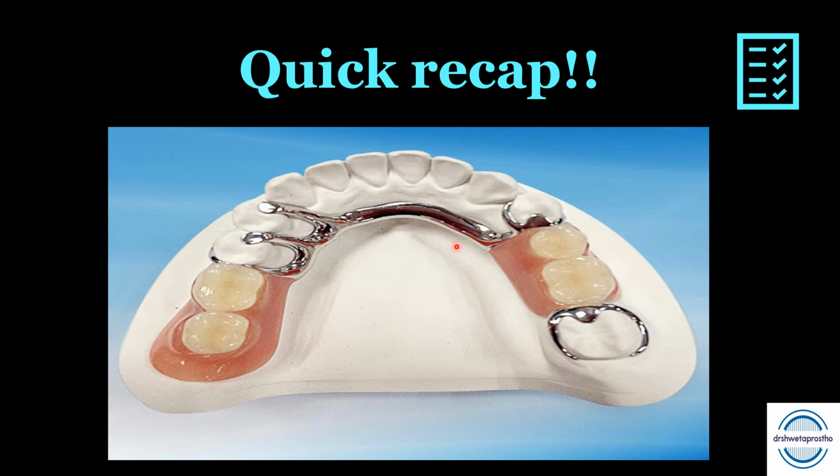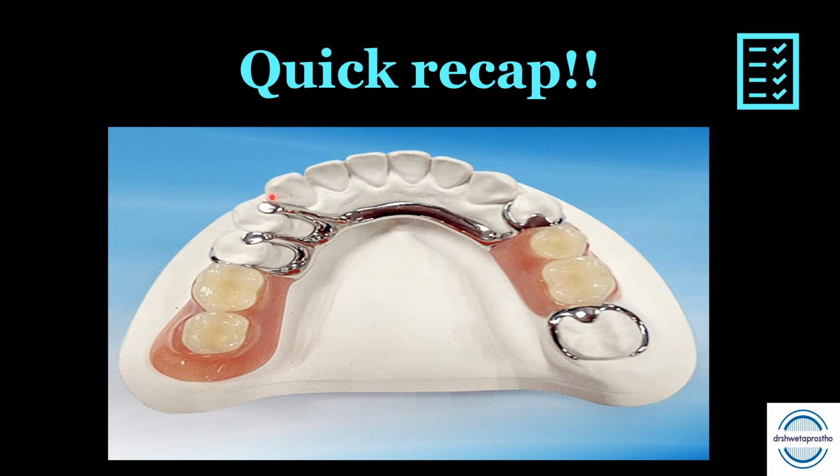Then we have the direct retainers. These clasp assemblies, the circumferential clasp assemblies are the direct retainers which will give the retention. And in this, if you see, it is a class 2 mod 1 case. So this will act as an indirect retainer as it is present far away from the fulcrum line and it will prevent the rotation.